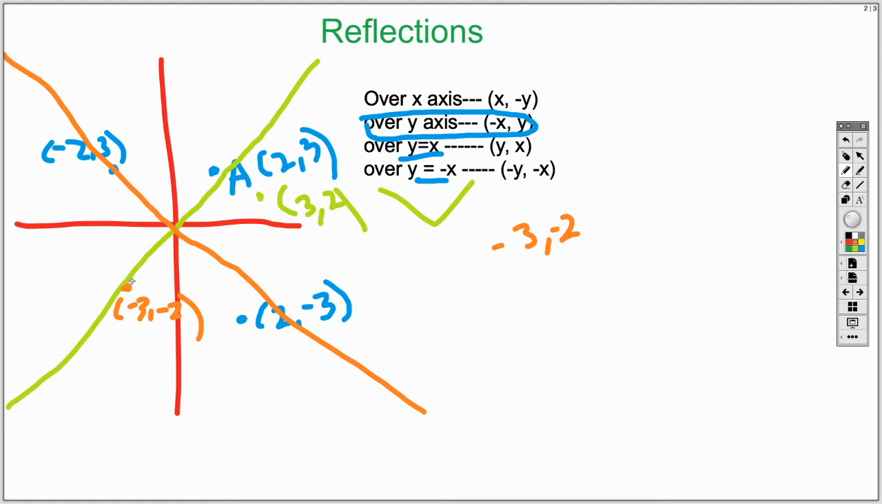It's basically a mirror, but it can be a mirror across many lines. It could be the x-axis, the y-axis, y = x, or y = -x. So that is it for today's video, and I hope you enjoyed.